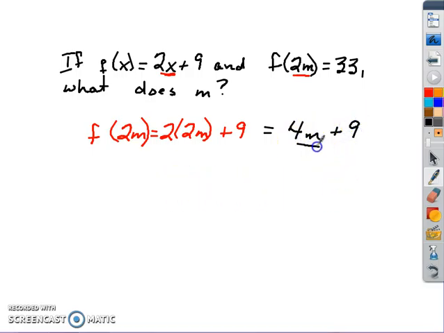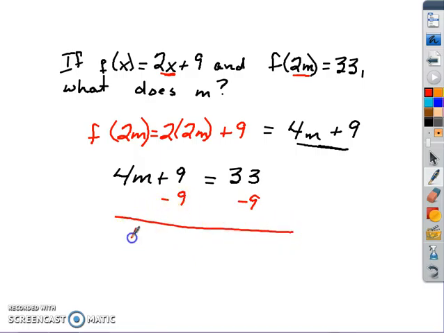So now I'm going to take this 4m plus 9, and I'm going to set it equal to my 33. Now I can solve for m, and I subtract 9. That gives me 4m equals 24. When I divide by 4, m equals 6.